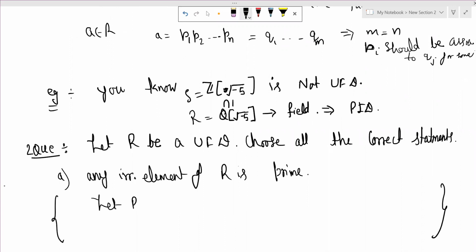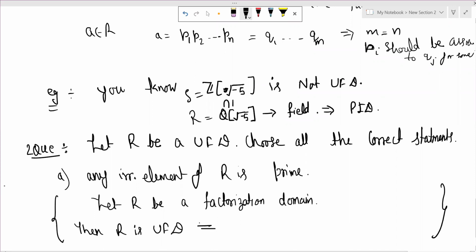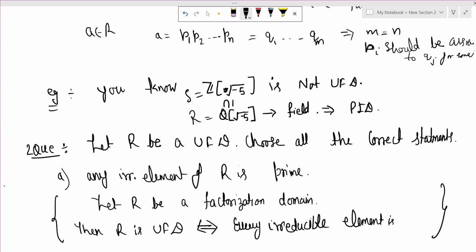Let R be a factorization domain, then R is UFD if and only if every irreducible element in R is prime. But in the last interaction session, we saw that every prime element in an integral domain is always irreducible. So now over UFD, every irreducible element is prime.